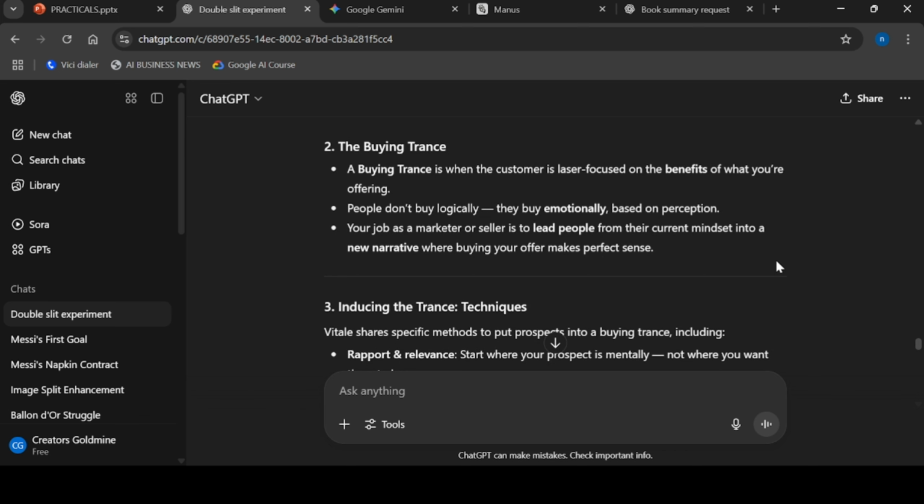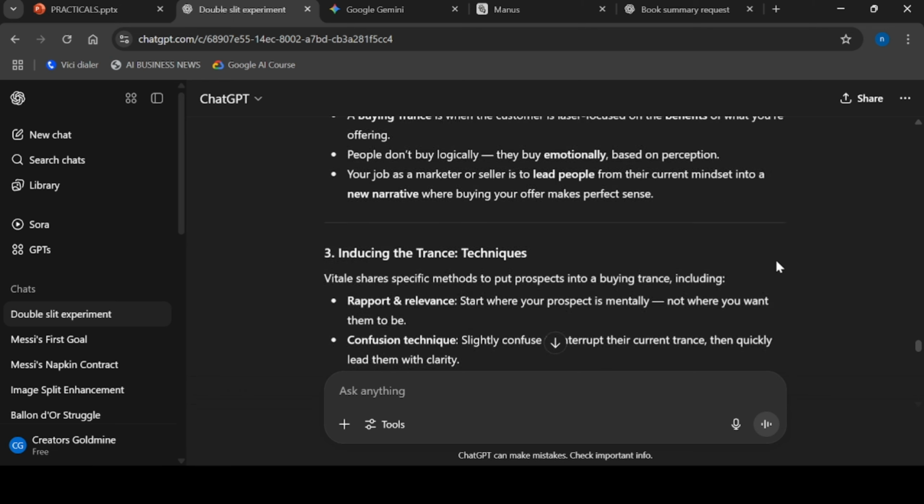Now, number two, the buying trance. A buying trance is when a customer is laser focused on the benefits of what you are offering. People don't buy logically, they buy emotionally based on perception. Your job as a marketer or seller is to lead people from their current mindset into a new narrative where buying your offer makes perfect sense. I've not read this book, but now I understand that most times people don't buy logically, they buy through emotions. I've not read this book, but now I've been able to get this knowledge.